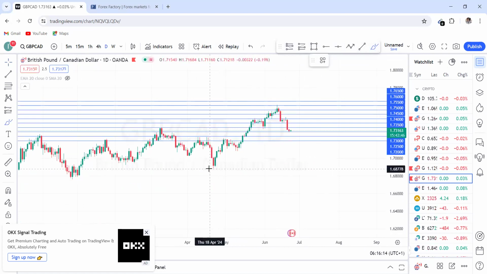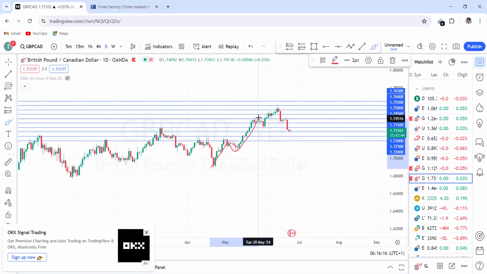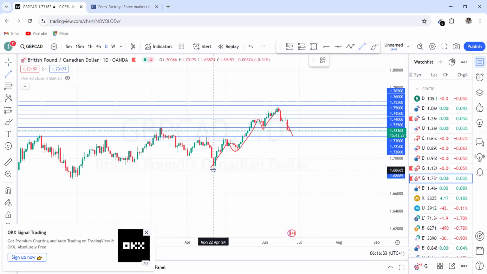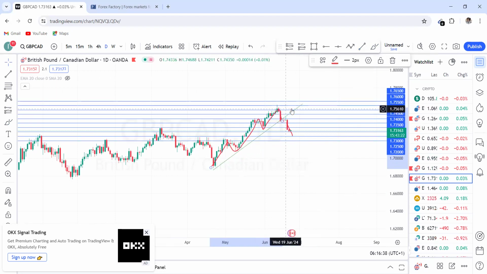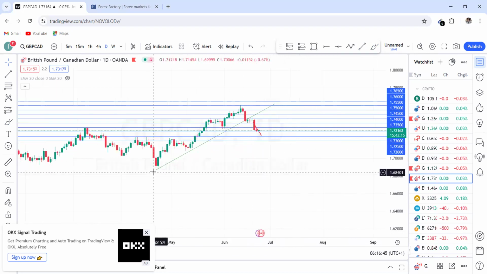From this point, we are getting higher highs, higher highs. But then from this point, we couldn't make a new high. Instead, what we got was a break to the downside. Now, if you put a trend line from this point, you will understand this better. You would see that there was a break of this trend line sometime last week.